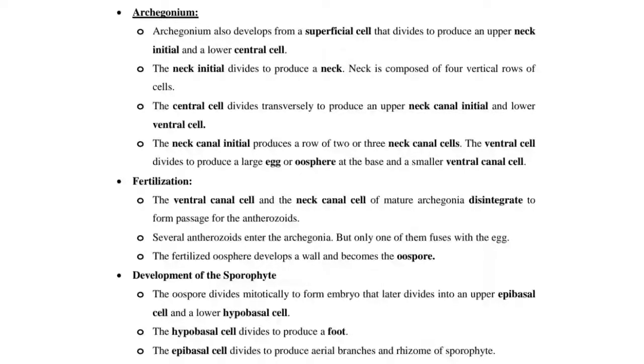Fertilization. The ventral canal cell and the neck canal cells of mature archegonia disintegrate to form a passage for the antherozoids. Several antherozoids enter the archegonia, but only one of them fuses with the egg. The fertilized oosphere develops a wall and becomes the oospore. Development of the sporophyte. The oospore divides mitotically to form an embryo that later divides into an upper epibasal cell and a lower hypobasal cell. The hypobasal cell divides to produce a foot. The epibasal cell divides to produce aerial branches and the rhizome of the sporophyte.